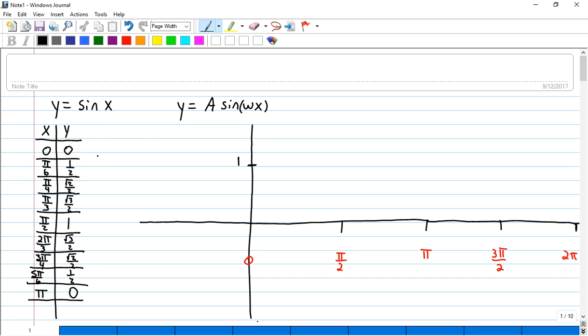Well, that's the second point. How about the first point? 0, 0. So 0, 0 is the origin. All right, so there we go.